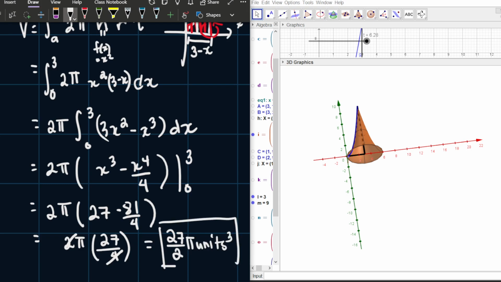So kung mapapansin nyo, parehas yung nakuha nating volume, which should be the case kasi iisang solid lang naman yung kinonsider natin. Magkaibang approach lang. Yung una, in the previous video, gumamit tayo ng discs. Dito naman, gumamit tayo ng cylindrical shells.